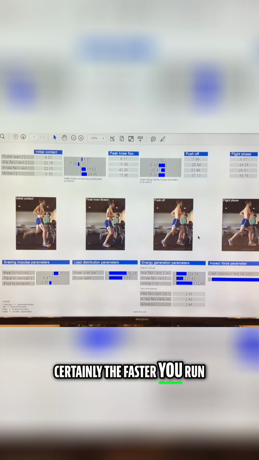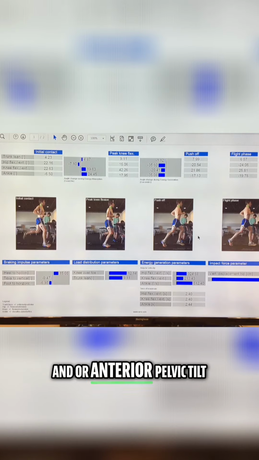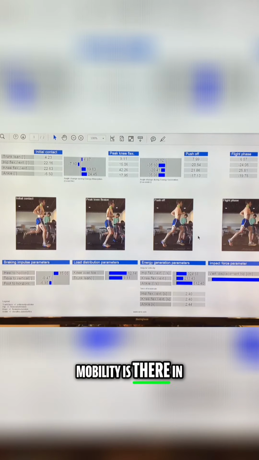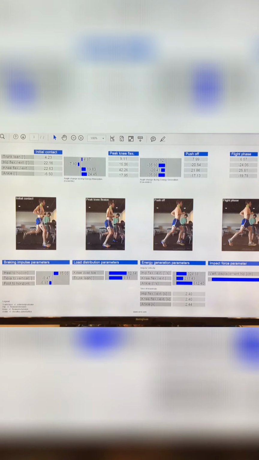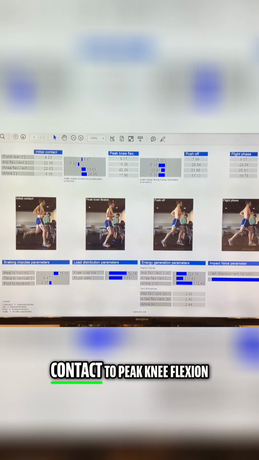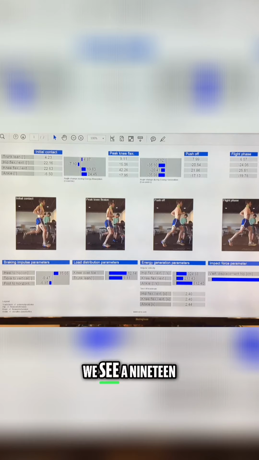Certainly, the faster you run, you're going to see some lumbar spine extension and/or anterior pelvic tilt, but we want to ensure that the hip mobility is there in the first place. So when we talk about more excursion here at the knee from initial contact to peak knee flexion, we see a 19-degree change. That's great.